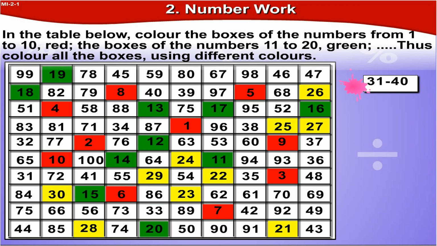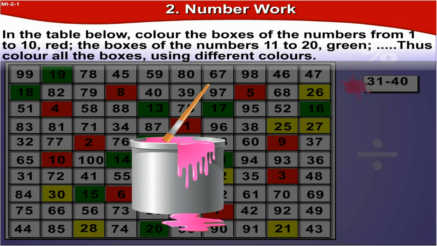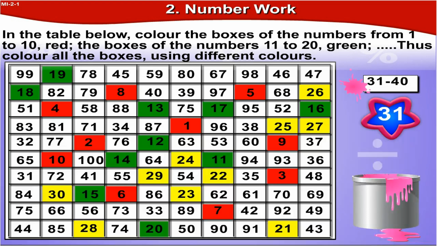Now let us find numbers from 31 to 40 and color them in girls' favorite color pink. Here is number 31. Let us color the box containing number 31 pink. Now look for number 32. Here it is. Now color the box in pink. Can you look for number 33? Yes, that's correct. There is number 33. Let us color the box pink. Now let us color the box pink, which contains number 34. And here is the box. Let us color it pink.